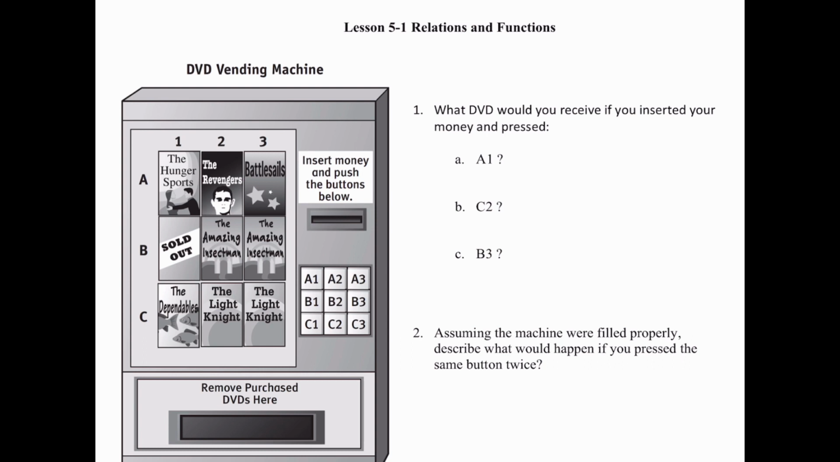So if we were going to press A1, we would have to look at row A and under column 1 to see what movie we'd get out. And as you can see in the top left corner, we would get The Hunger Sports. If we were to press C2, we would look at the C row under column 2, and we would get the movie The Light Knight. And lastly, if we were to press B3, we would look at row B under column 3, and we would get The Amazing Insect Man.